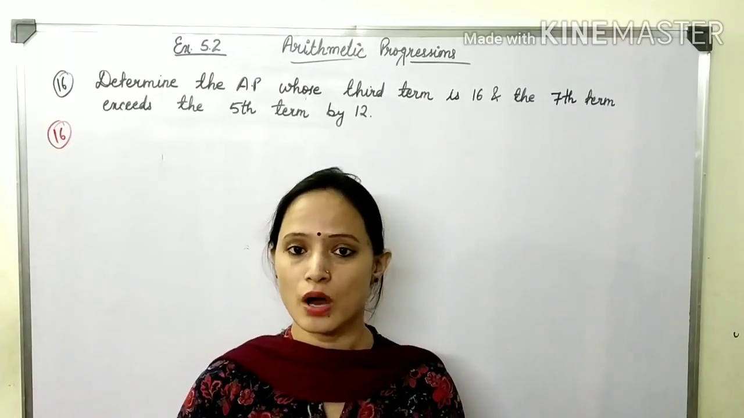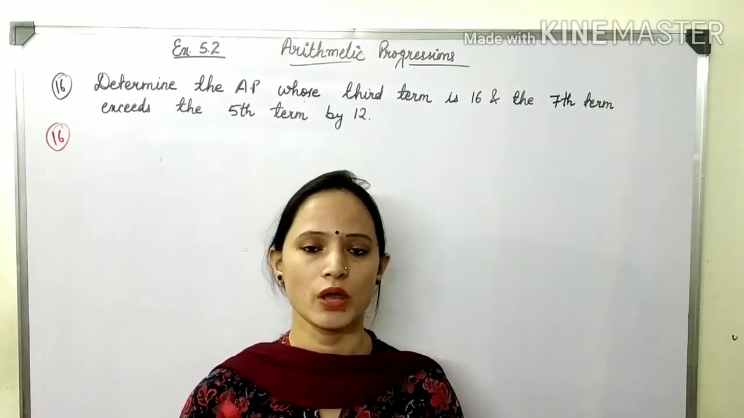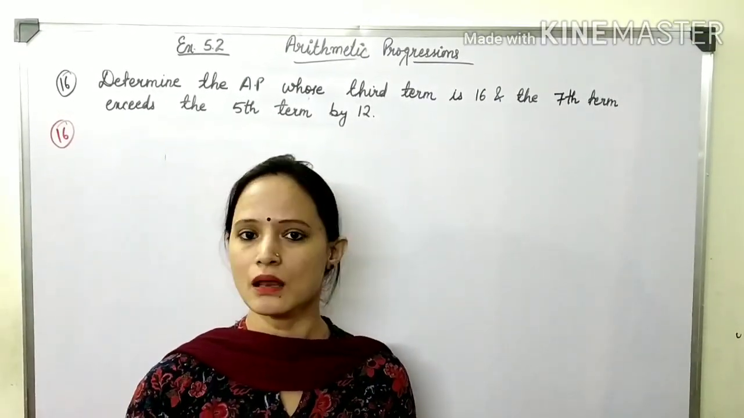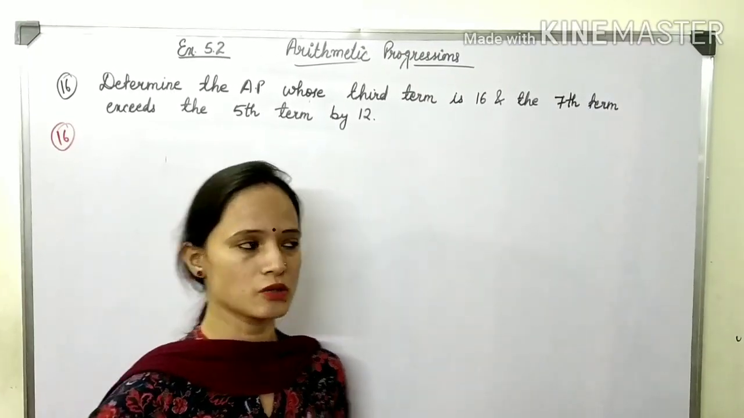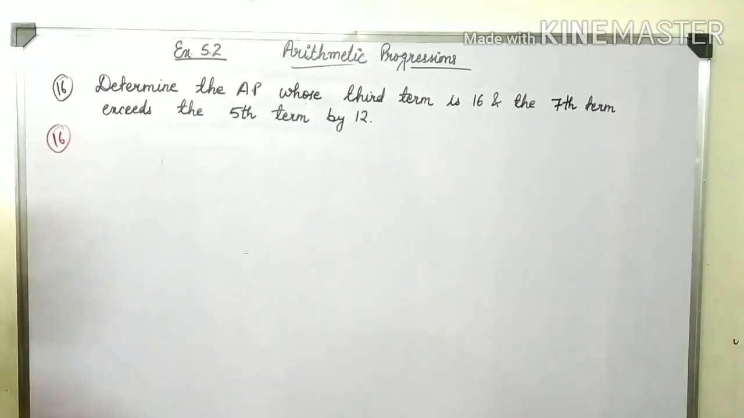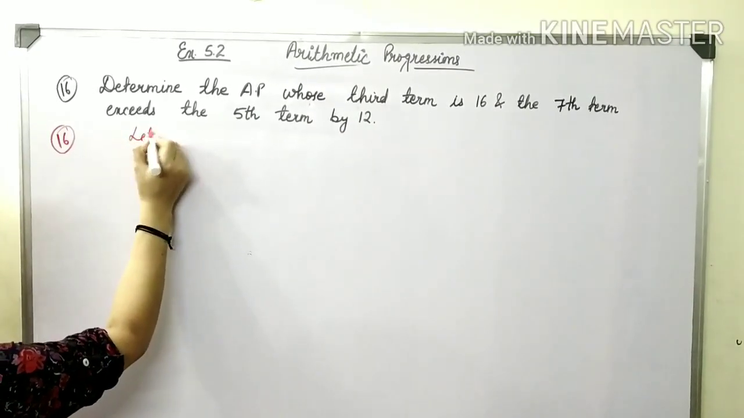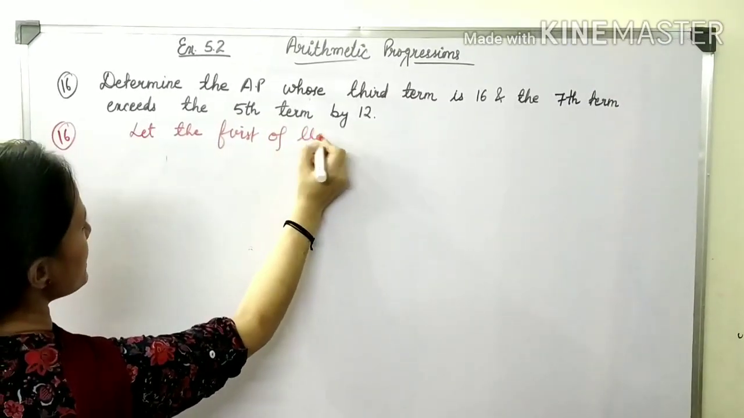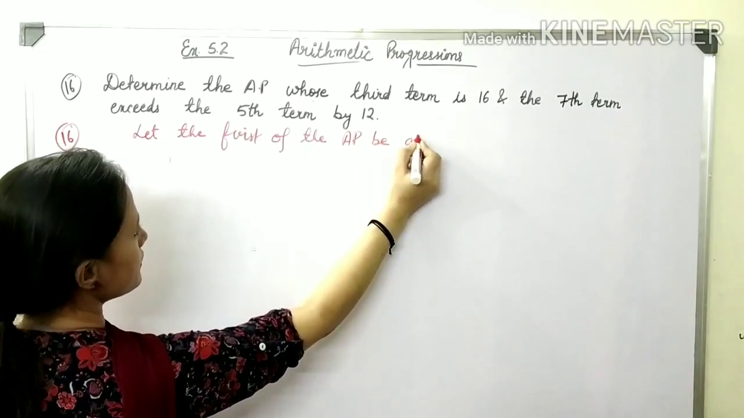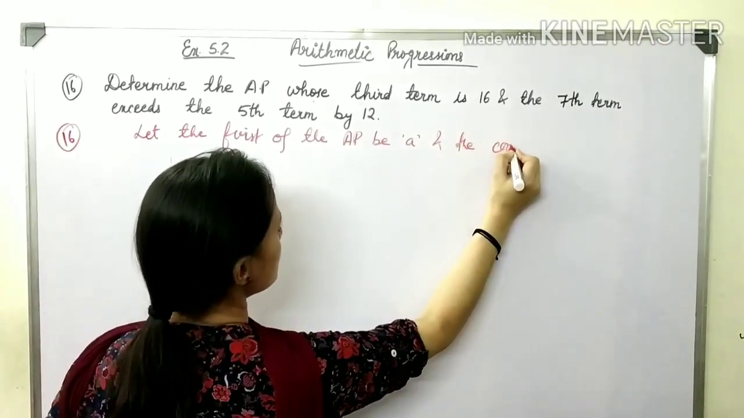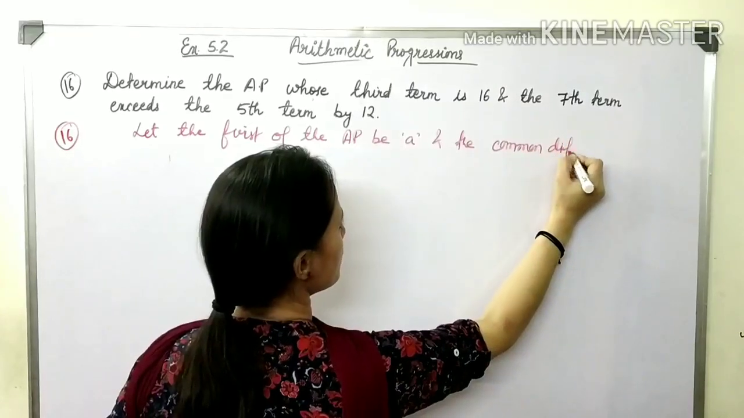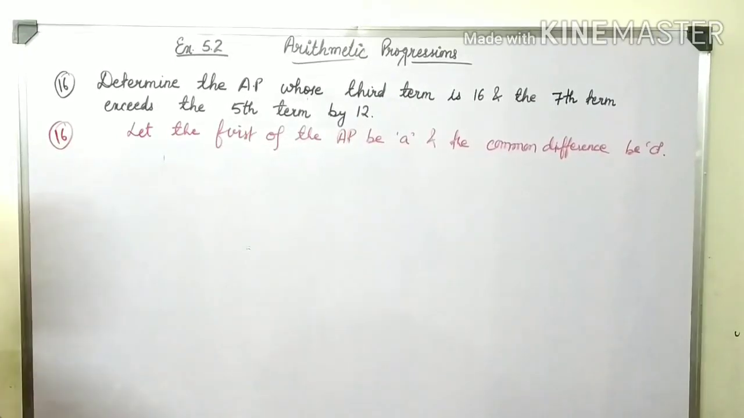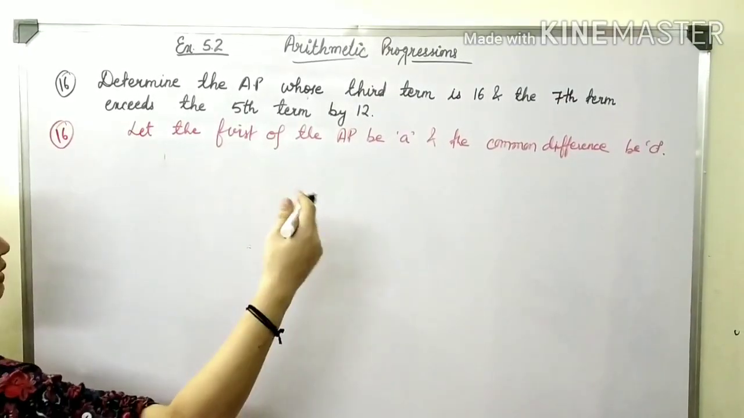So if there are two unknowns, we know that we need two equations. So from the given question, we will try to frame two equations, and then by the elimination method or substitution method, we solve the two given equations. So first of all, let us assume that the first term of the AP be A and the common difference be D.